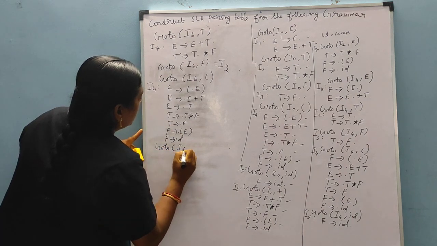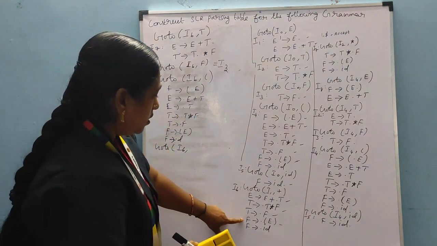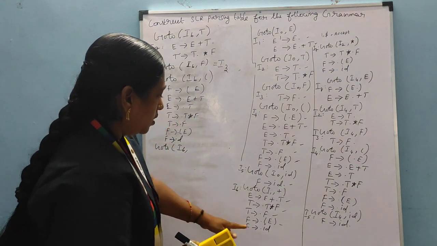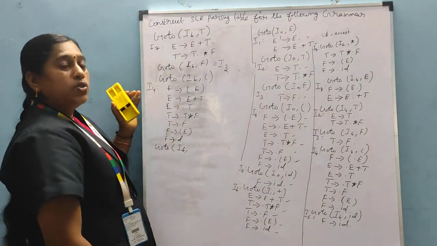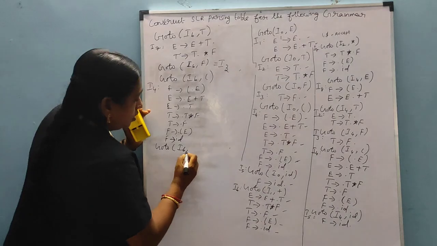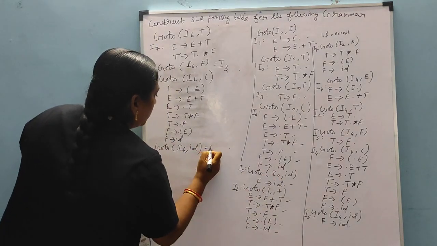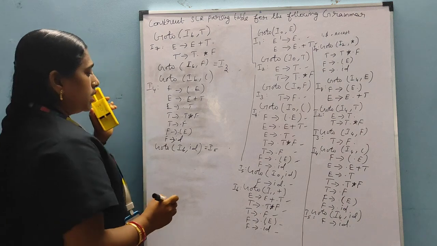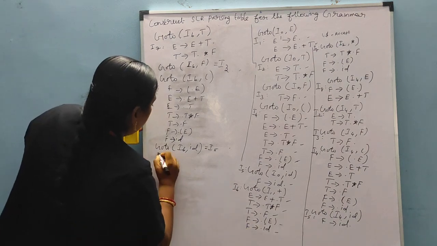Okay, now the next one. Go to I6 comma open bracket completed, right? Then ID. F tends to ID, then the result is F tends to ID dot. So F tends to ID dot is present at the I5 state. So I am writing directly as the I5 state. So now the I6 state is completed.